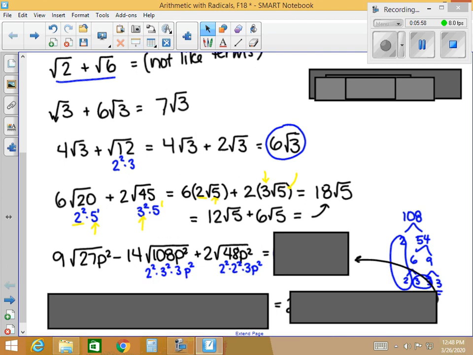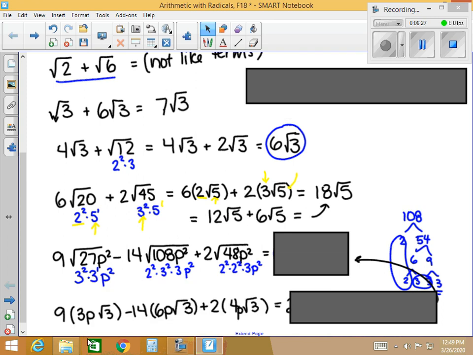With the 27 p squared, the 108 p squared, and the 48 p squared, if we break down 27, there are 3 factors of 3 there. So remember, if there's more than I need, and I only need 2 for a square root, then I make groups the size I need and write down how many extras are there after that. So I can make a group of 2 and a group of 1. That means the 3 and the p get to come out from under the radical, and this 3 that's all alone is stuck underneath.